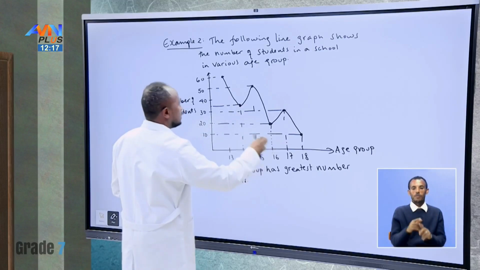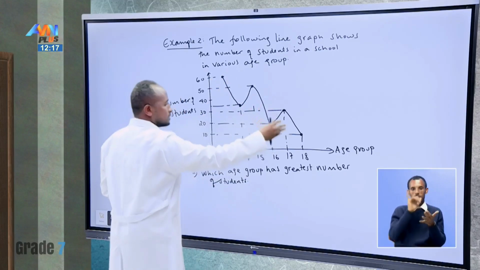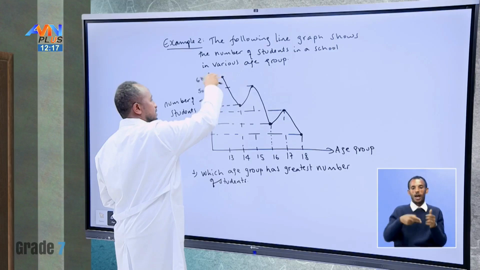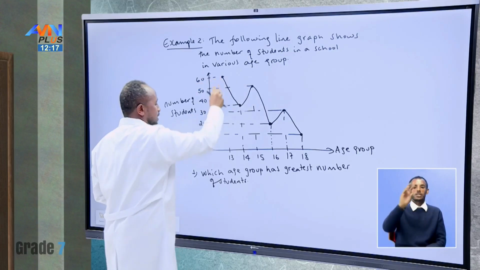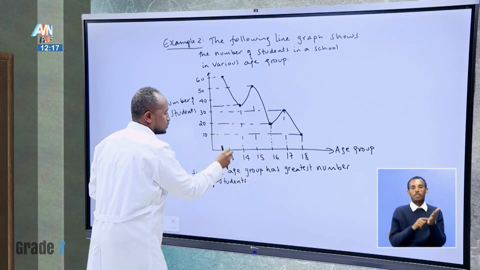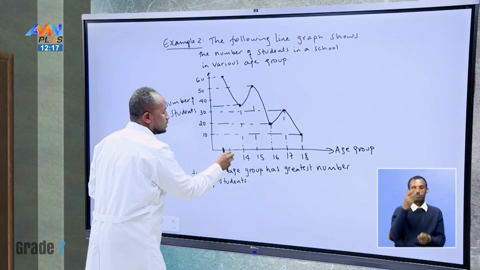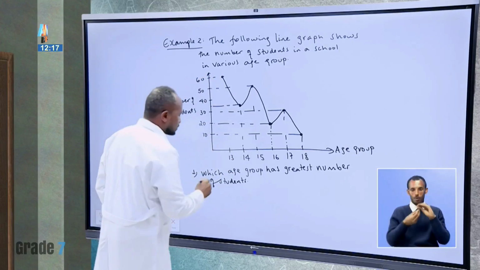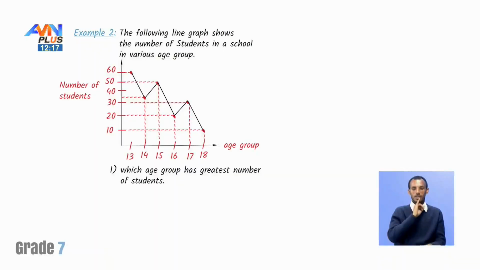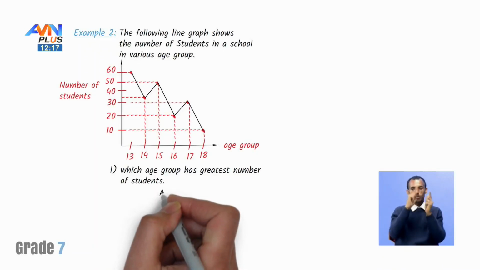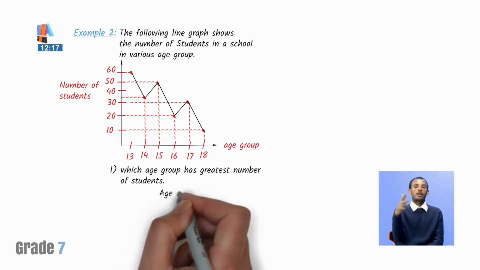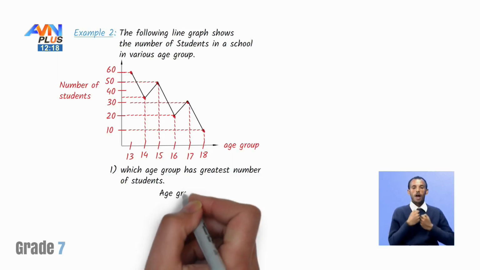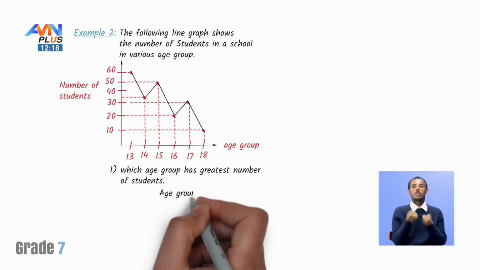From this, you can see that this is the greatest or the highest in number. So this point represents age group 13. So age group 13 has the greatest number of students. So the answer will be age group 13 has the highest or the greatest number of students.